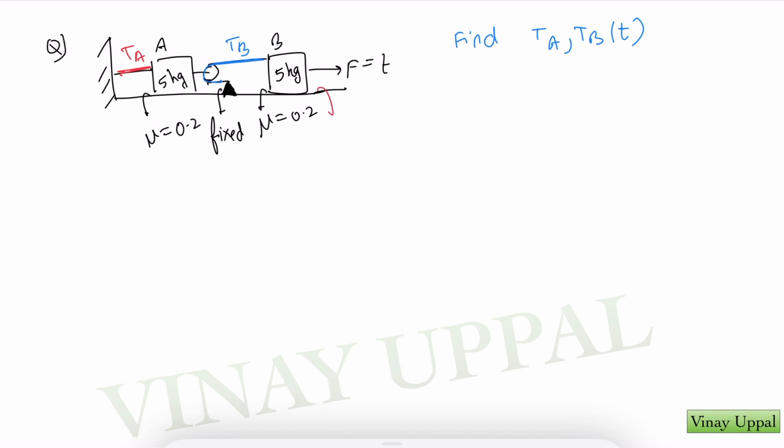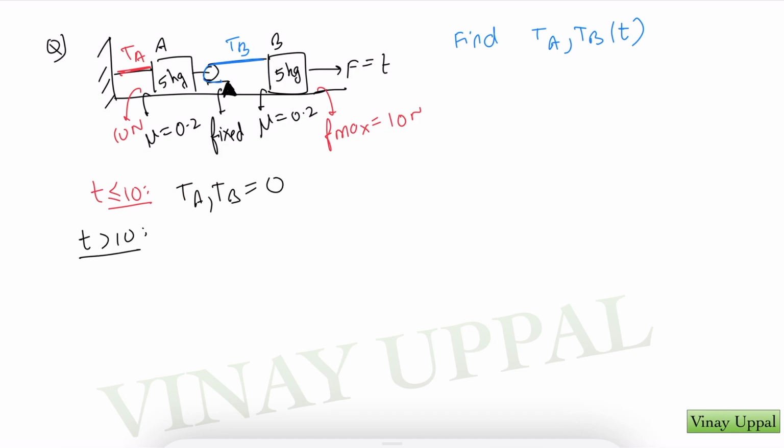Alright, first of all, the coefficient of friction is 0.2, so the maximum possible friction here would be 10 newtons and 10 newtons here as well. So first, once again, the external force has to overcome the 10 newton force in order to produce any sort of tension. So for t less than or equal to 10, both tension A and B are going to be 0. Now what happens at t greater than 10? The tension in TB, and you have the external force F here, and this will be 10 newtons of friction. So tension B will have to balance out the rest of the forces, so that will be equal to F minus 10, so t minus 10.